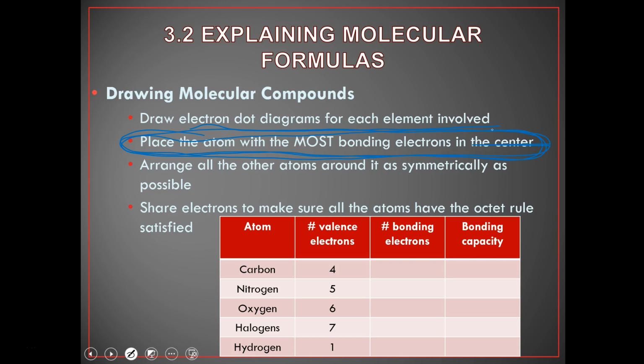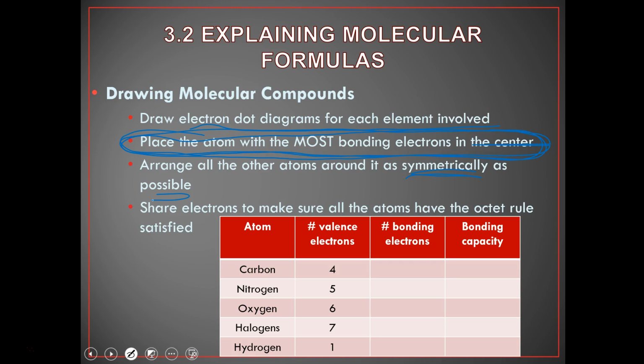And then from there, you're going to arrange all other atoms as symmetrically as possible. So if I put one at 12, I want to put another one at 6, if I can. It depends on how the dot diagram works. And the last thing you want to do, before you say that's what the 3D structure would look like, or how it would share those bonds, is make sure that every atom in there has the amount of electrons it wants. So it needs to have that satisfied octet.